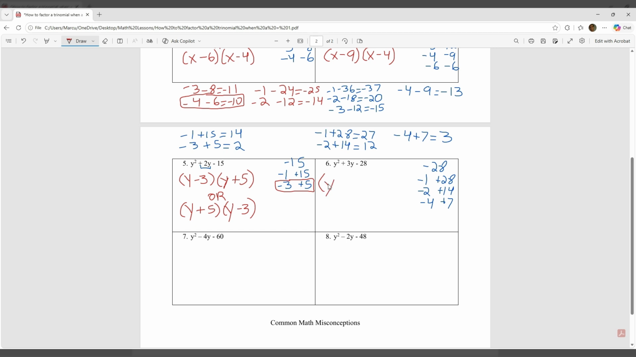Again, this time it's going to be a y because it's a y squared. And then the order does not matter as long as you have both numbers. And again, I'm tempted to write x, but it's not x, it's y. Make sure you have the correct variable on your paper, otherwise it's not correct.